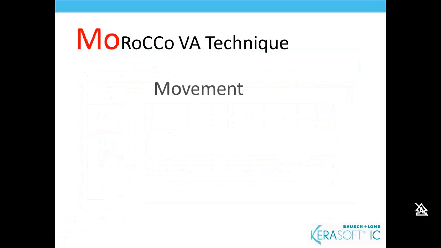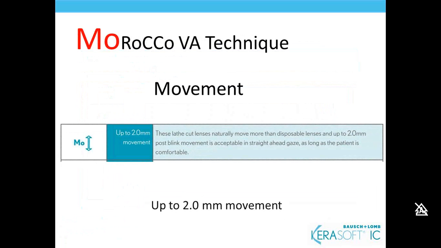We've got the movement. So with this lens, ideal movement is between 1 to 2 millimeters of movement, and you want to look at straight ahead gaze as well as up gaze. Now this is again a lot more movement than what we're used to seeing with our standard soft toric lenses, but this is what's considered ideal for the KeraSoft IC lens.